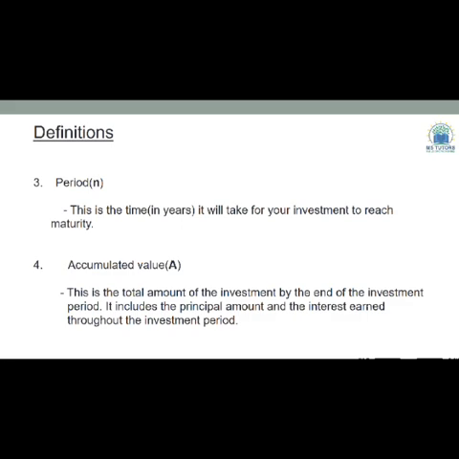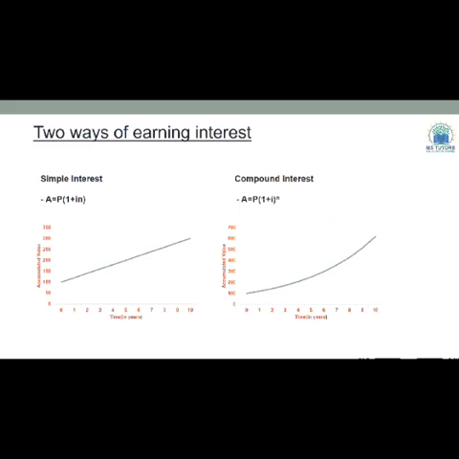Right. Now there are two ways of investing, and so it's basically two ways of earning interest. And let's look at those two ways. Now we have what we call simple interest and compound interest. So for simple interest, we can see the formula that we use to calculate the accumulated value for simple interest. And the graph also shows us how your money will be growing. The money will be growing in a linear fashion.